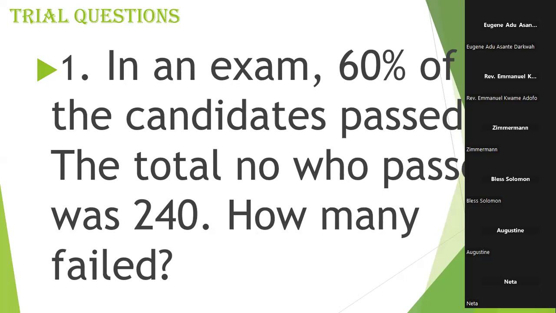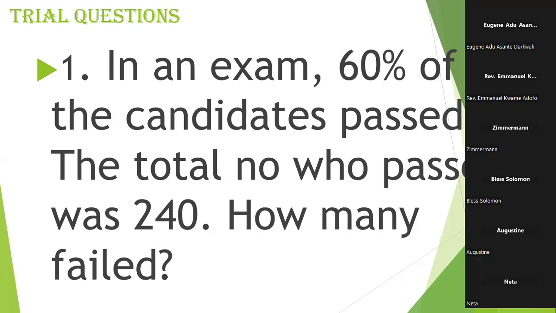Times 100. But why should you divide 240 by 60? Sorry, I'm sorry, it's rather, let me see. We are learning. 60 divided by the 100 will give you 0.6, times the 240, to give you 144. Then the 144 minus the total number of students who passed, that's 240, will give you 96 of the students who failed. Okay. All right. We have all done well.